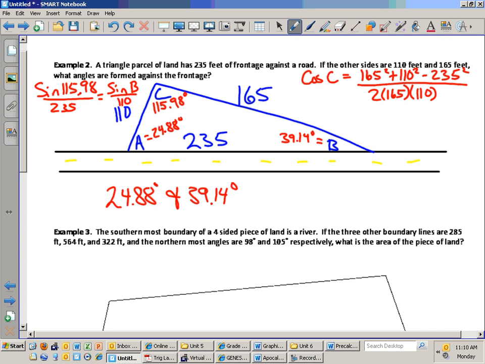Any questions on that? Yep. It says, what angles are formed against the frontage road? Angles of 24.88 and 39.14. Show me a thumbs up. Did you draw your 165 here instead?